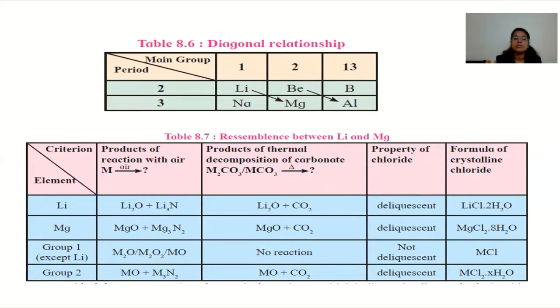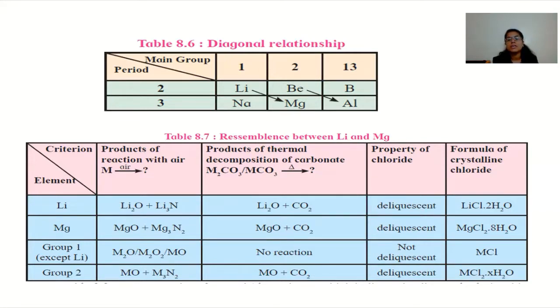In this tabular form, you can see that lithium produces the products of reaction with air. It forms lithium oxide or lithium nitride, which is similar to magnesium, while other group 1 elements form peroxides or superoxides.